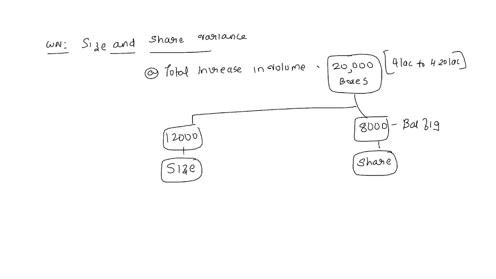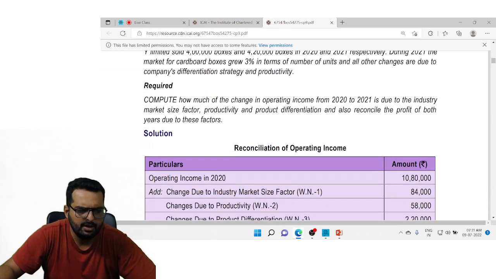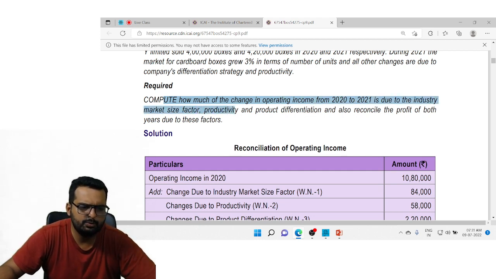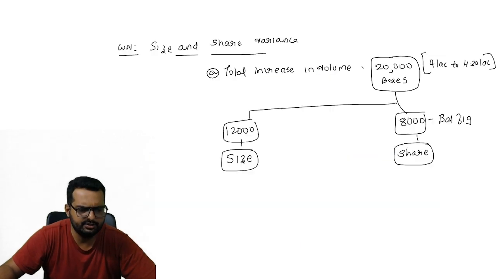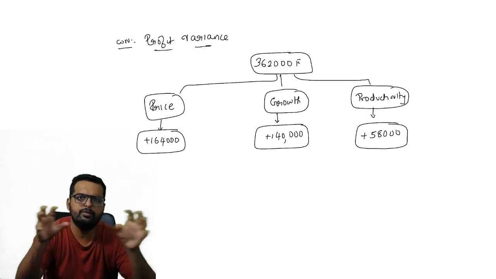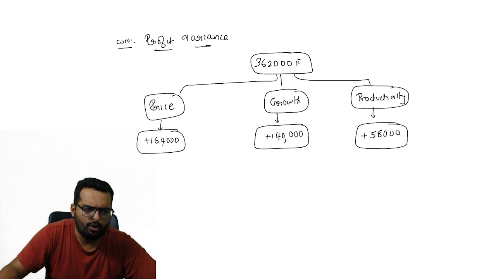All right, friends. Is everybody done writing this? Fine. Once you are done, I'll come down. They are asking to compute how much of the change in profit is due to market size, due to productivity, and due to product differentiation. Interesting question. We have already got the profit variance in price, growth, productivity. But what they want is the next working note.